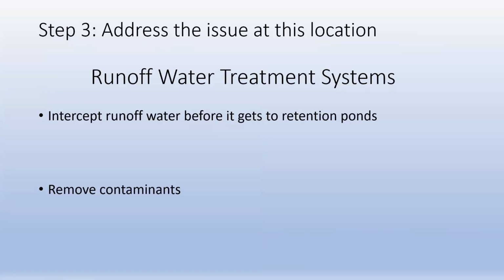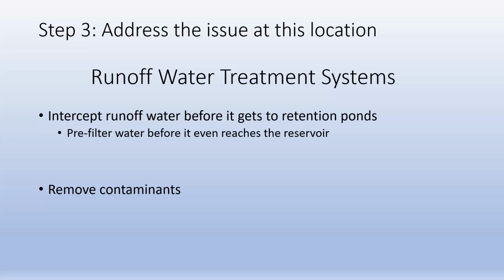So in thinking this, we're trying to think of ways that we can intercept runoff water before it gets to retention ponds, or intercept that water and treat it before it continues down a river, before it continues down a creek or anything. So we're trying to intercept that runoff water and cut it off, and then we're trying to remove contaminants.